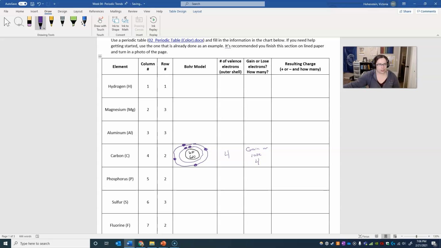And the resulting charge, well, if it gained 4 electrons, it would be -4. Remember, electrons have a negative charge. And if it had lost 4 electrons, it would be +4.